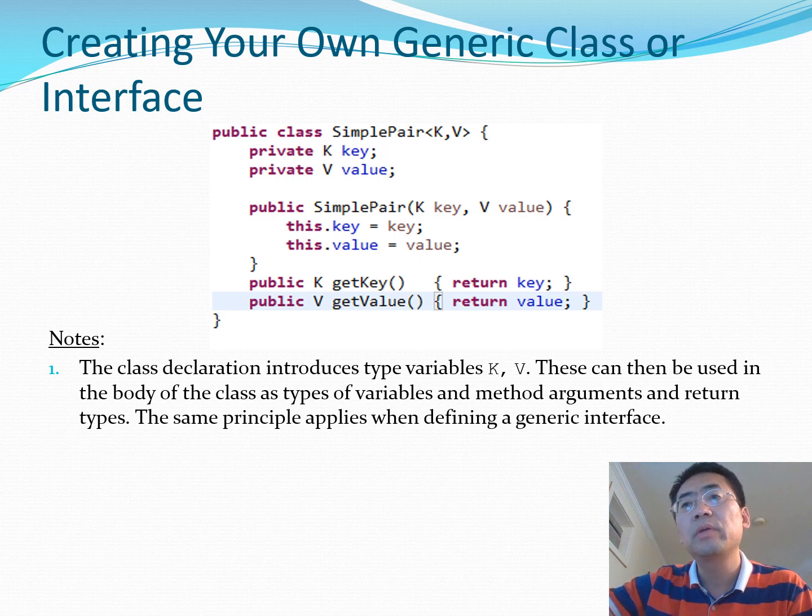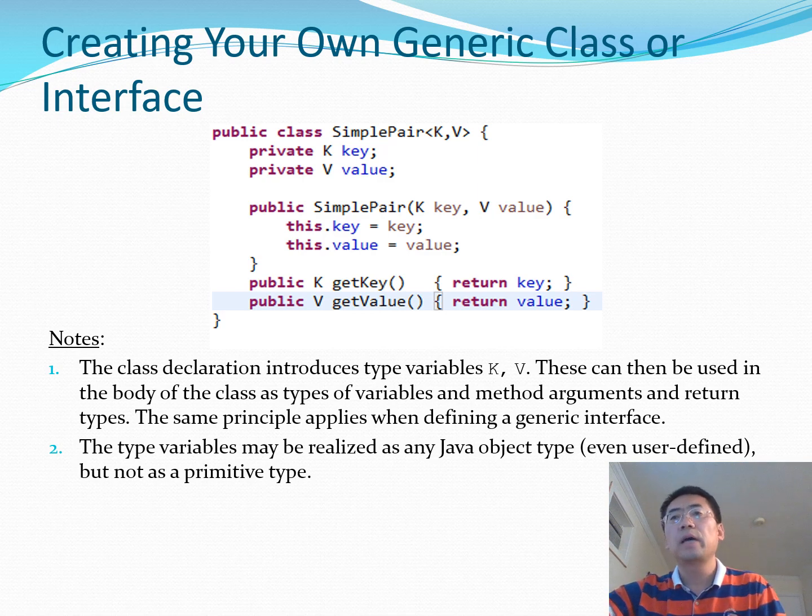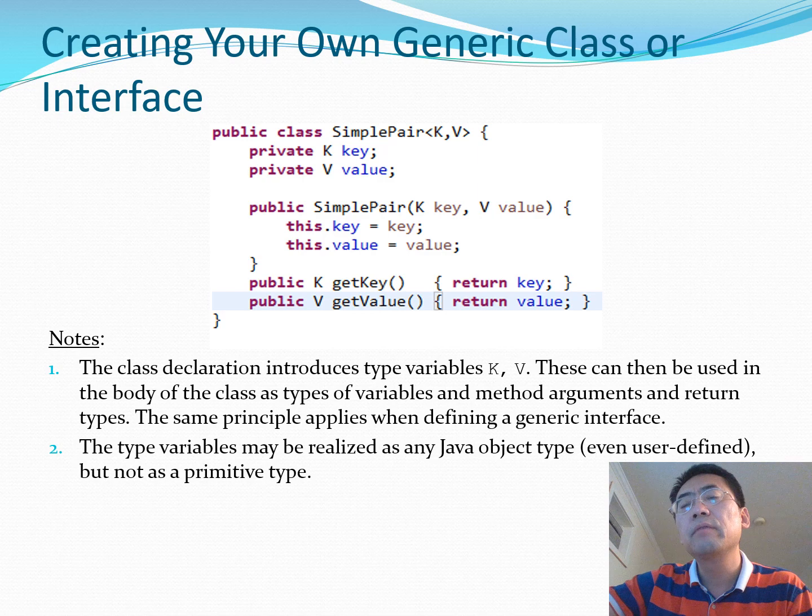For example, you see here public K getKey. So the return type is of type K, which is a type variable. The class declaration introduces these variables. You have to put them into a pair of angle brackets, or chevrons, after the class name, SimplePair. So when you have to create a real object of type SimplePair, you have to give actual types for K and V. You cannot just simply use the type variables K and V to create an instance of a SimplePair.